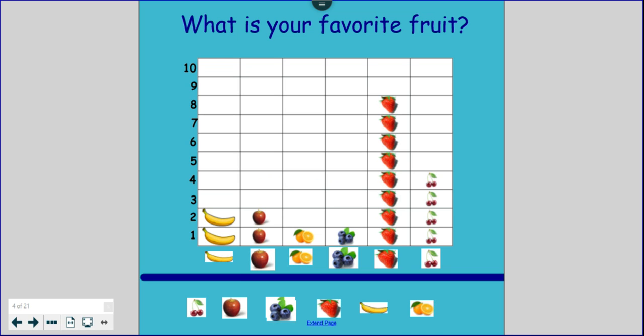I landed on the number 4. So that tells me there are 4 people in our class who chose cherries as their favorite fruit. Let's count again together just to double check. 1, 2, 3, 4. All right. Now you have a quicker way to find out how many are in a column on your graph.